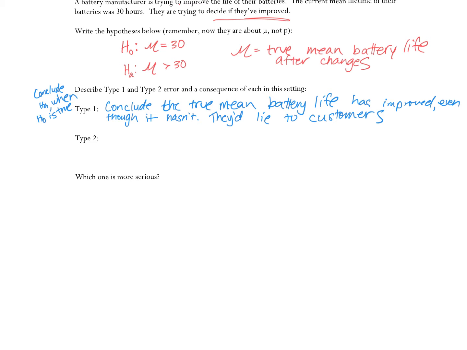What would type 2 be? You conclude that it hasn't improved even though it has. So what we're going to say is we fail to say they've... Oh, because you can't conclude. Yeah, we don't conclude the null hypothesis. So we're going to say we fail to conclude the battery life has improved, even though it has. And when I say battery life, true mean battery life has improved, even though it has.